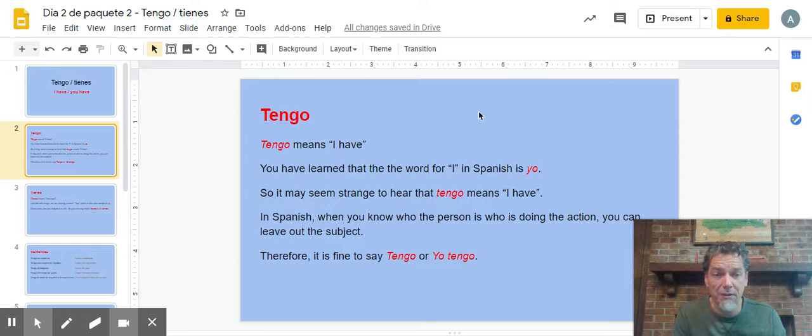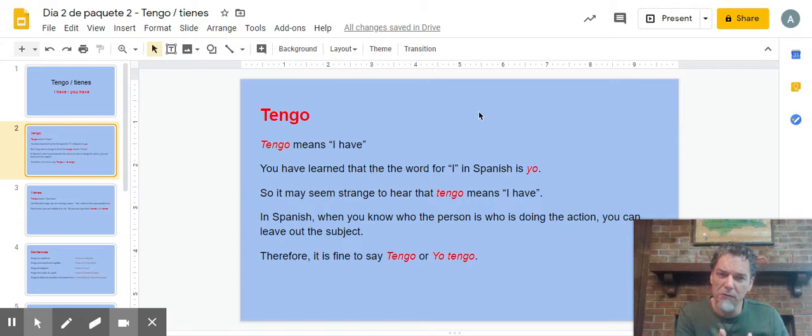It's like saying, gotta go. When I say gotta go, in English, you know I'm talking about myself. I've got to go, but we leave it out. That's slang. In Spanish, you don't have to use the subject. You can, it's no problem, but you don't have to. And it's not slang, it's completely okay.